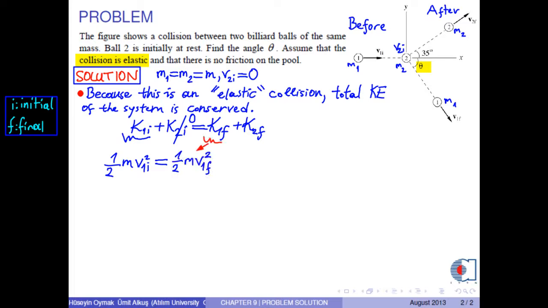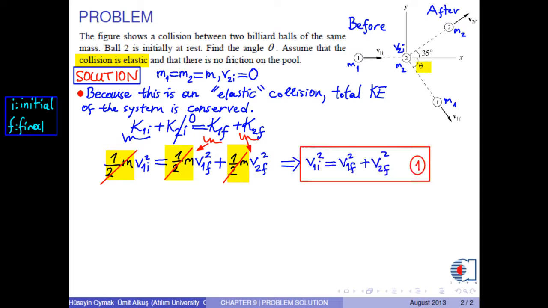Final kinetic energy of ball 1 is 1/2 m times v1F squared, where v1F is the final speed of ball 1. And final kinetic energy of ball 2 is 1/2 m times v2F squared, where v2F is the final speed of ball 2. The terms 1/2 m are cancelled. As a result, we obtain the relation between the initial and final speeds as v1I squared equals v1F squared plus v2F squared.